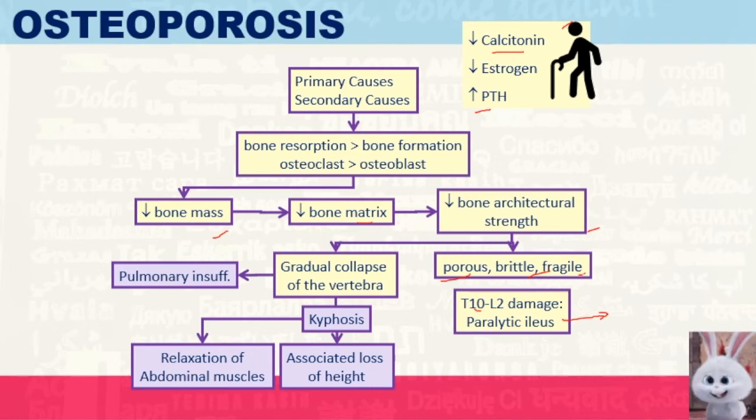Okay, so your thoracic 10 to lumbar 2, that would lead to paralytic ileus. So recall paralytic ileus, as the term implies, is paralysis of your small intestine. Okay, absence of bowel sounds.